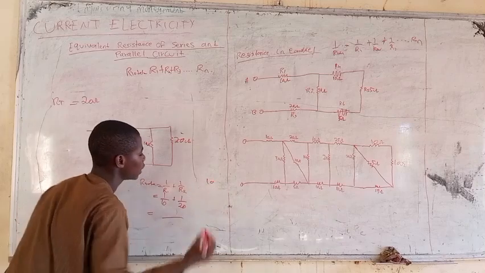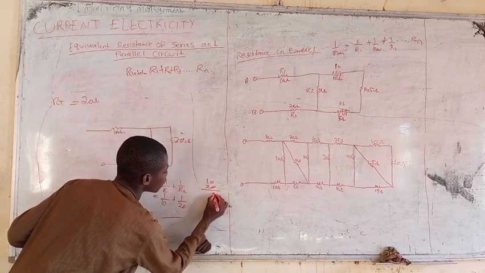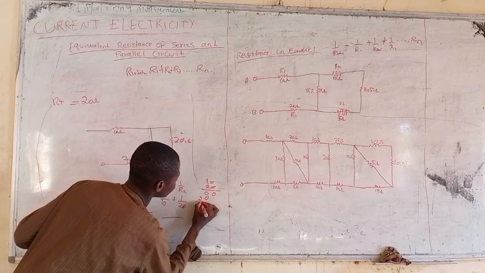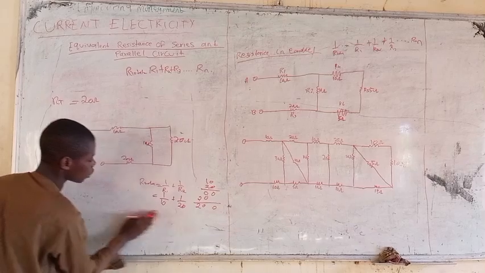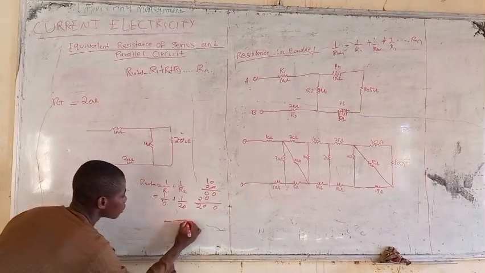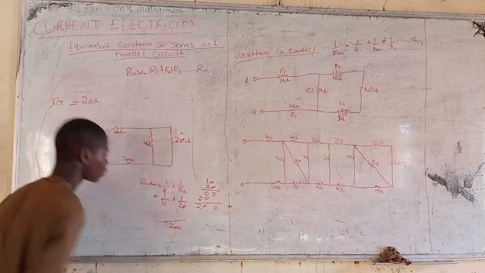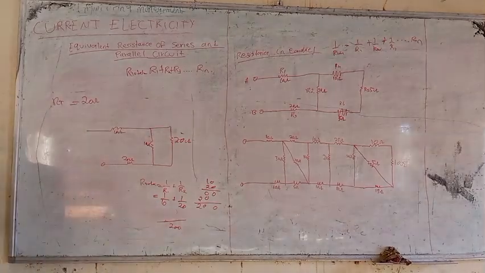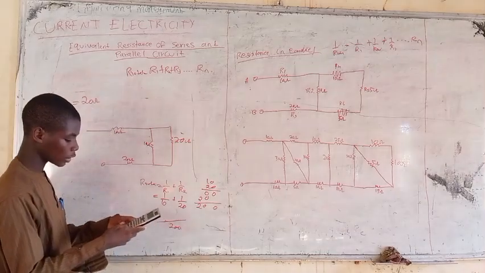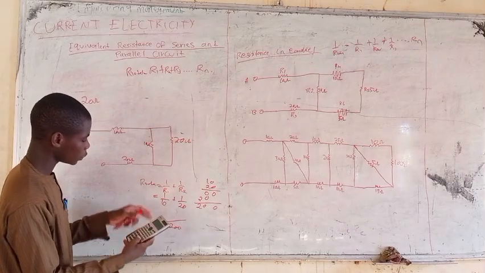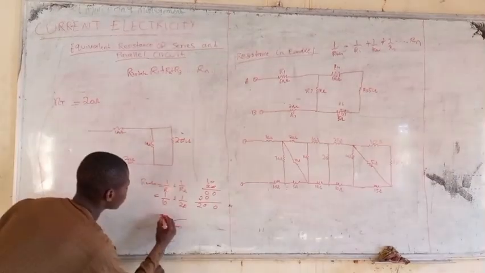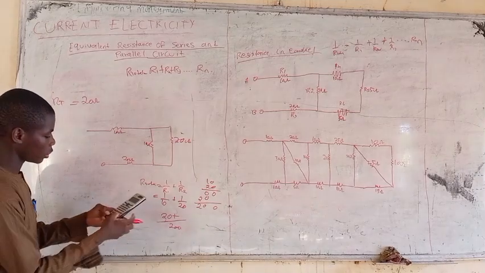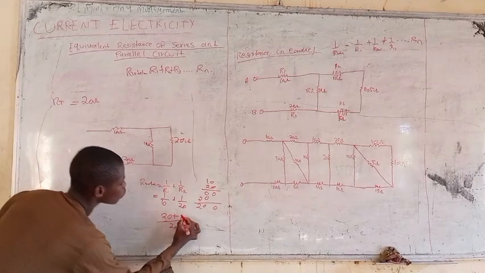Let me explain it more. 0 times 0 is 0, 0 times 1 is 0, 2 times 0 is 0, 2 times 1 is 2. So we get 200 as our common multiple. To calculate this, let's say 200 divided by 10. Let's use our calculator. 200 divided by 10 is 20, and 20 times 1 gives you 20. Plus 200 divided by 20 times 1, which will also give you 10.